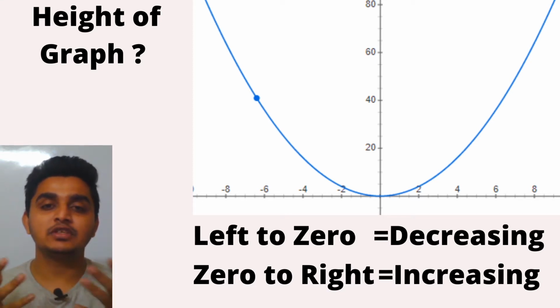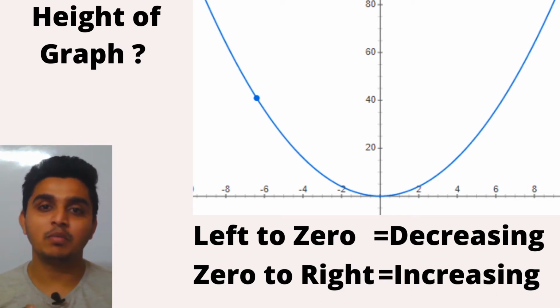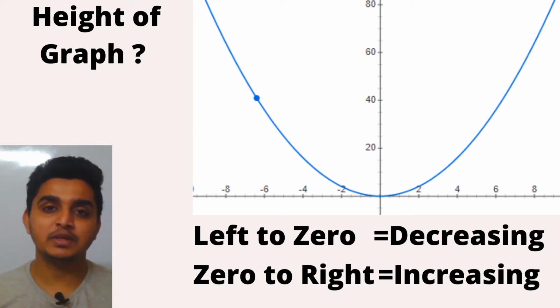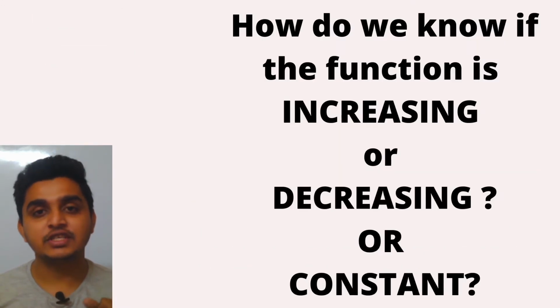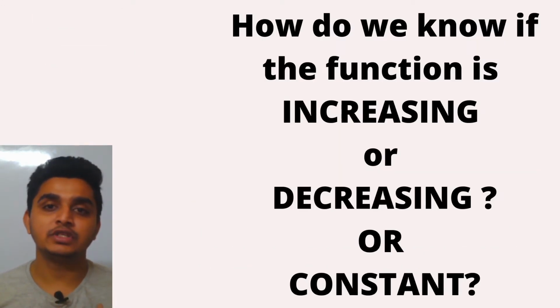But this is just a visual representation, right? And we know that y is equal to x square. We have it in the easiest manner. But what if there is a complex function like x raised to 5 or x raised to 7, x cubed, and we don't have a specific graph? In such cases, how do we know if the function is increasing, decreasing, or staying constant throughout, just like a straight line?